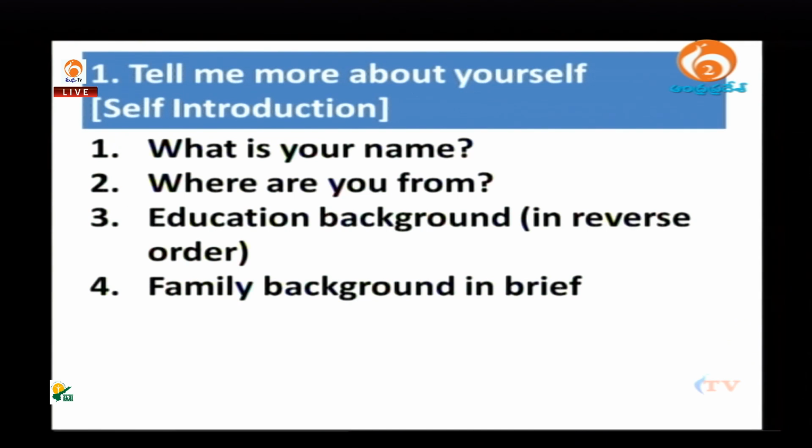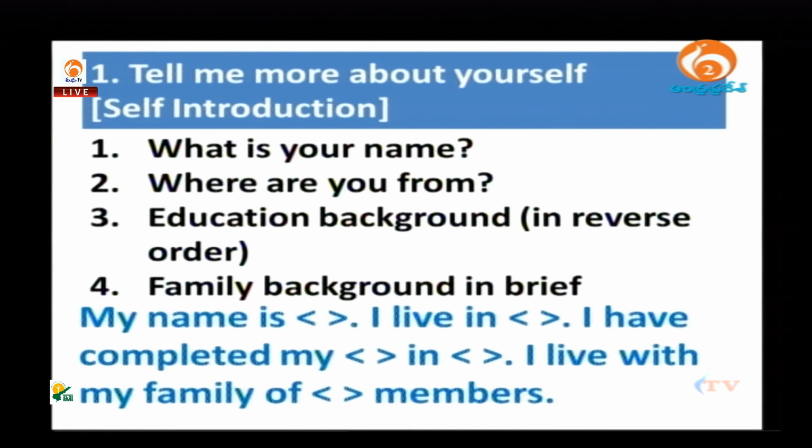Welcome back everyone. So let's do a quick recap of the 4 questions we covered in terms of top 10 questions. The first one is tell me more about yourself, which is a self introduction. So you need to speak about your name, where you are from, your education background in reverse order, and your family background in brief. You say my name is, whatever your name is, where you are from, and your educational background in reverse order: you finish your graduation, you speak about that first, then intermediate and then 10th, and then you say I live with my family of how many members, need not go into detail.